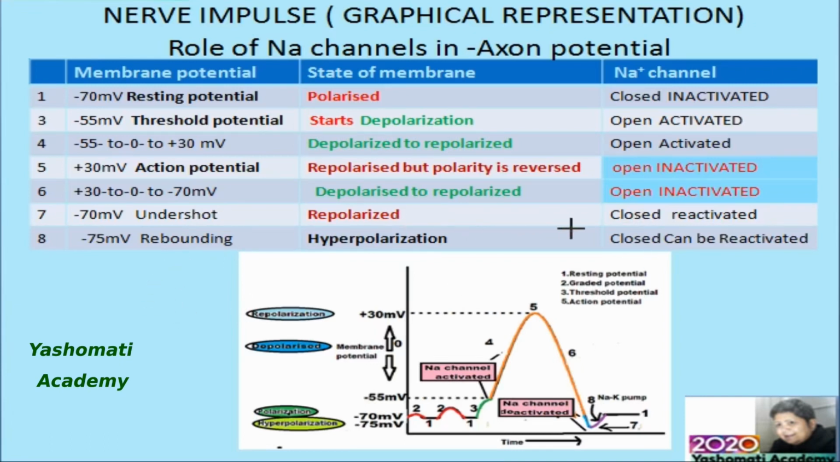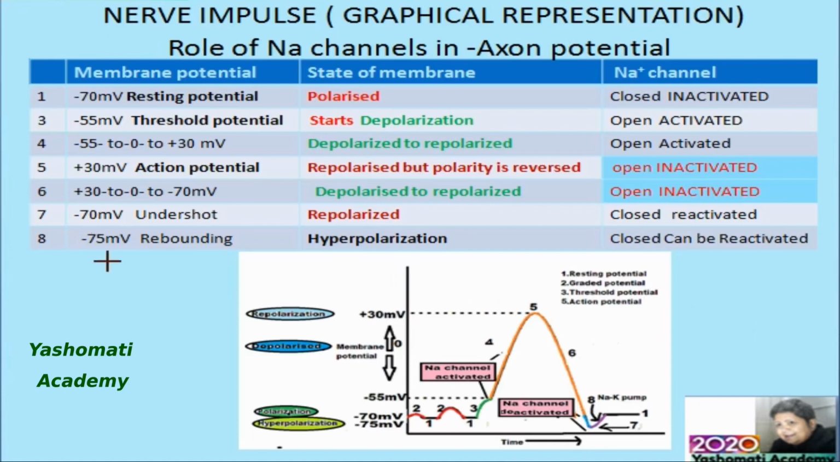Potassium channels do not close at this potential, and they take some time to close because they are slow to react to potential differences. Because of that, more potassium ions are transported out and the potential drops to minus 75 millivolt. That is called the undershoot and rebounding.